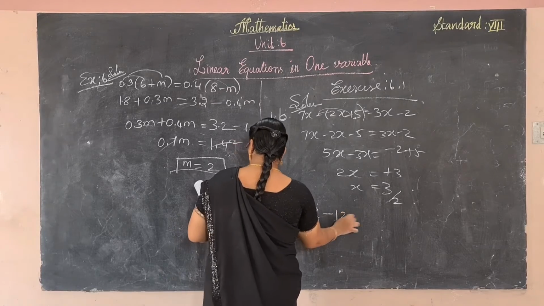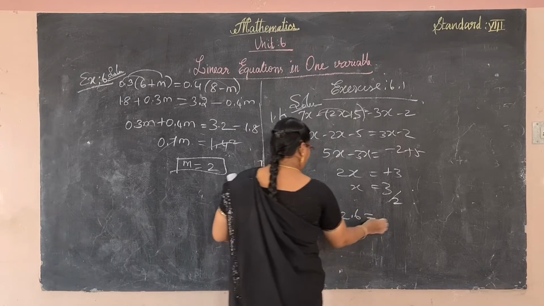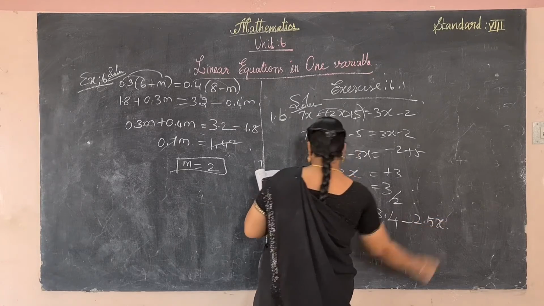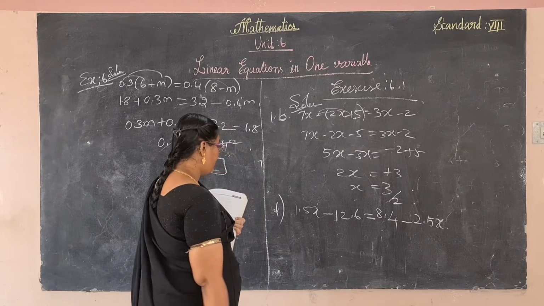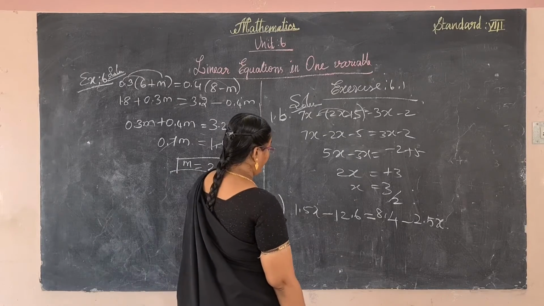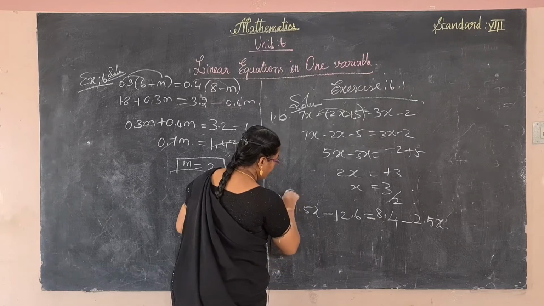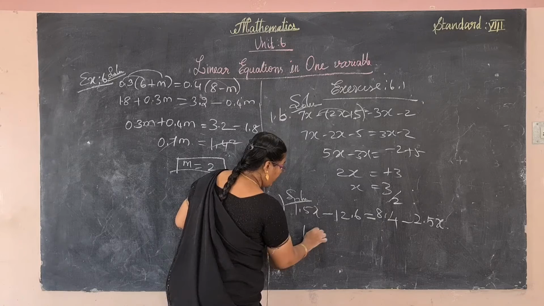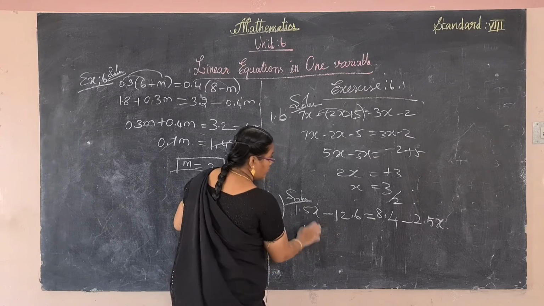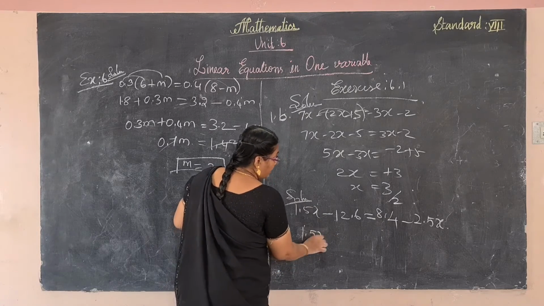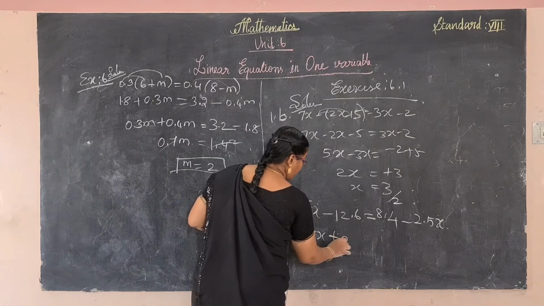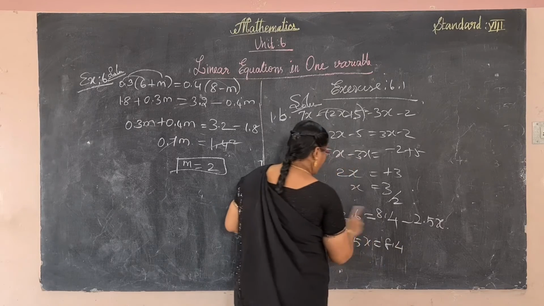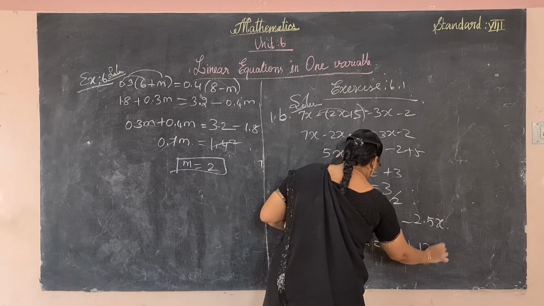1.5x minus 12.6 equal to 8.4 minus 2.5x. So arrange the like terms. 1.5x, minus 1.5x, come to the side, plus 2.5x. Here 8.4 minus, come to the side, plus 12.6.